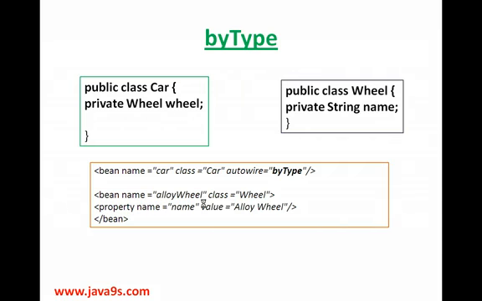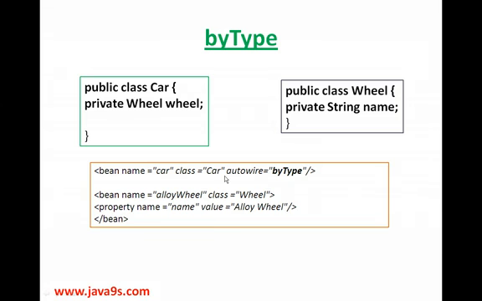Then coming to autowiring byType, here the Spring framework checks the type of the property and checks if there is any bean of that type present in the XML. If it is present, then it instantiates that object and tries to inject it into the target bean. You can see I have a Car class here, and I have a property of type Wheel, and I have configured a bean of type Wheel here. I've mentioned autowiring byType.